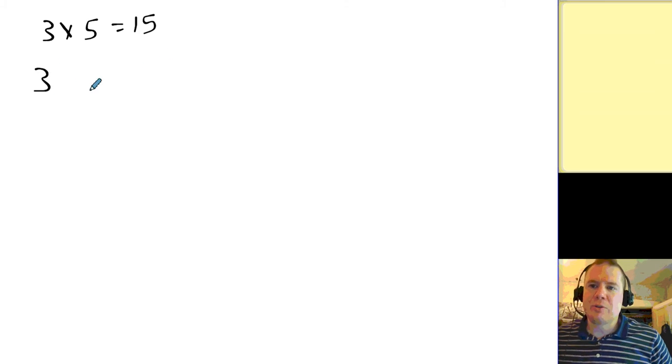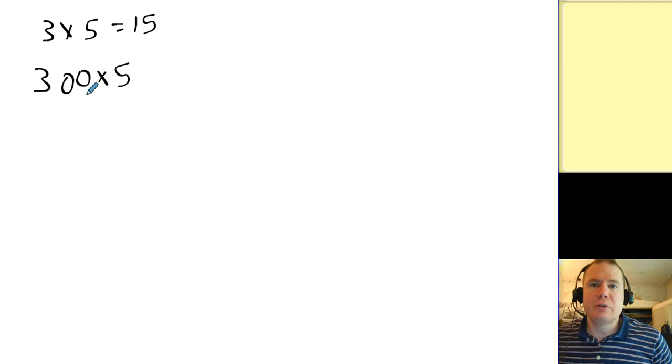So dealing with multiplication in lots of different contexts really requires us to lean on both the commutativity and the associativity of multiplication, the associative property of multiplication. So here's a classic example. We know 3 times 5 is 15. So what's 300 times 5? Oh no, 3-digit multiplication.